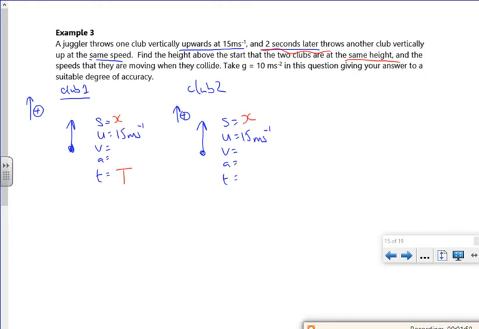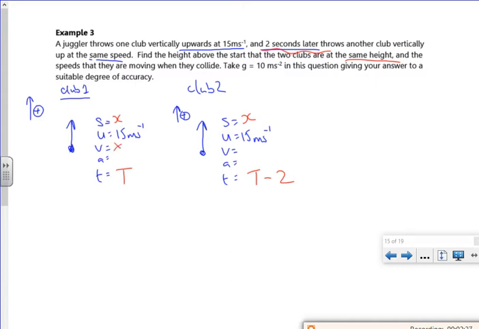Don't write this down. Everybody wants to write T plus 2, but if you think about it, if the first club has been in the air for 10 seconds, and the second club started 2 seconds after it, the second club has only been in the air for 8 seconds. So if T is 10, T minus 2 is 8. You've got to be careful with that one, because you naturally want to write T plus 2.